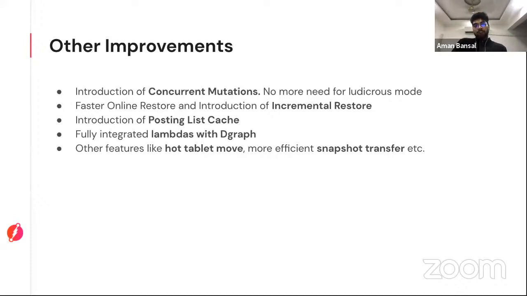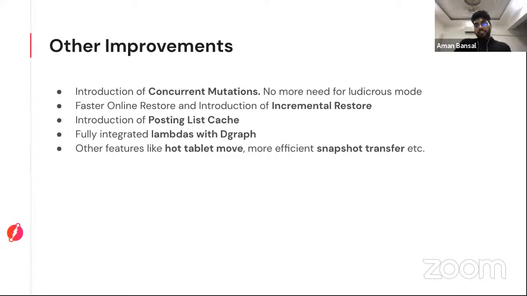Besides that, we have one major feature change in Dgraph, where we now have lambdas fully integrated with Dgraph itself. Now we don't need to set up other servers to run lambdas. Lambdas are now an integral part of Dgraph. Naman later on in this call is going to talk about the changes which we have made and how it impacts the life cycle of lambda with Dgraph.